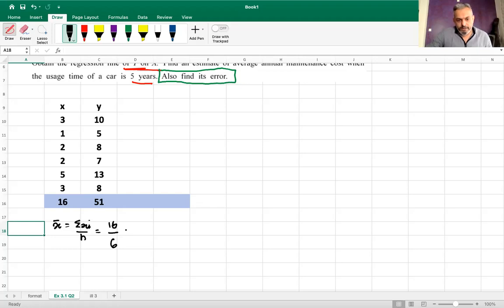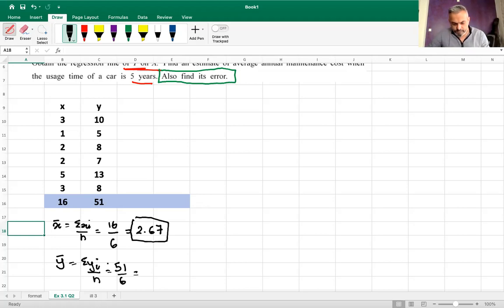Take a calculator. So you get 2.666666. So we have to round off to 2.7, since the digit after 6 is again 6, so we take it as 7. So this is in fraction. y bar is equal to sigma yi upon n. So 51 divided by 6, 8.5. This is also in fraction.